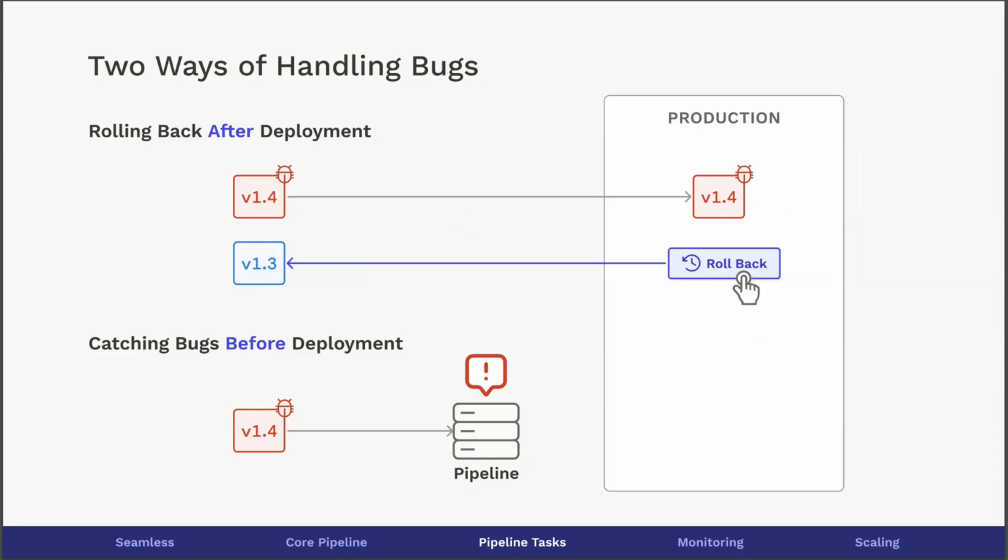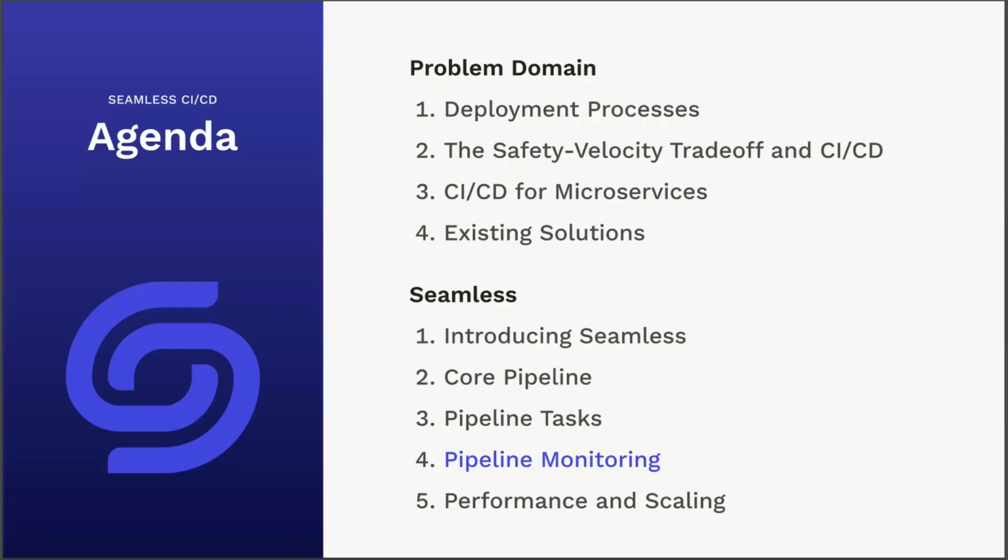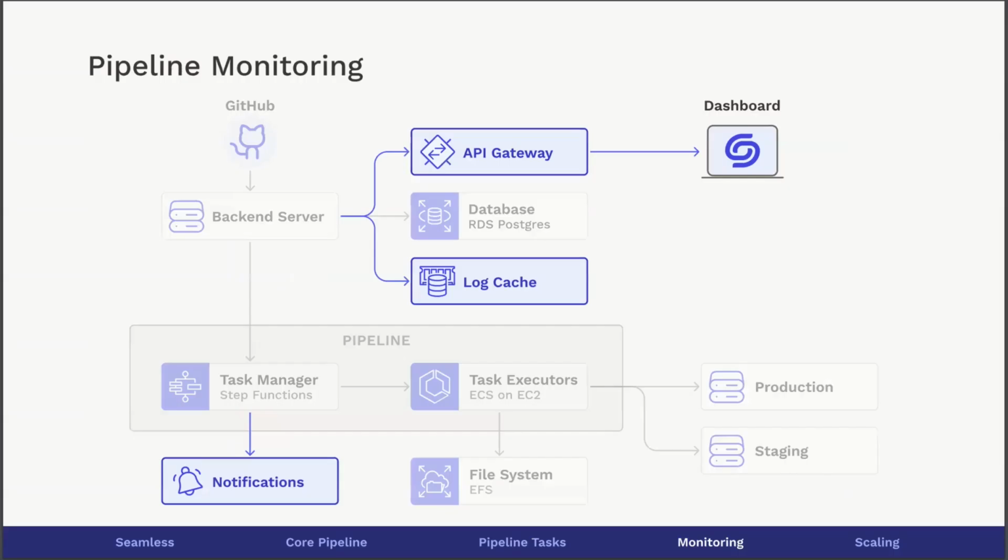So we just covered how rollbacks help when there are bugs after deployment. We also want to catch issues and alert users before deployment. That's why if any tests fail, Seamless won't deploy that code to production. And to keep track of those test failures and other problems, we built some monitoring features. We set up a dashboard for status updates, a logging service, and a notification service.